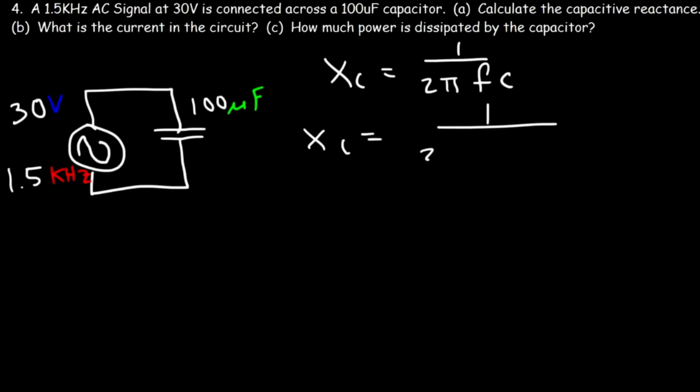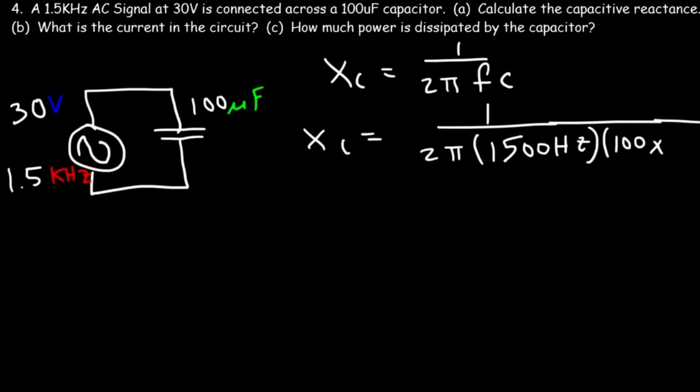So it's 1 over 2 pi times the frequency. 1.5 kilohertz is 1500 hertz. You got to multiply it by 1,000 to convert it to hertz. And 100 microfarads is basically 100 times 10 to the minus 6 farads. So anytime you hear the word kilo, it's 10 to the 3.